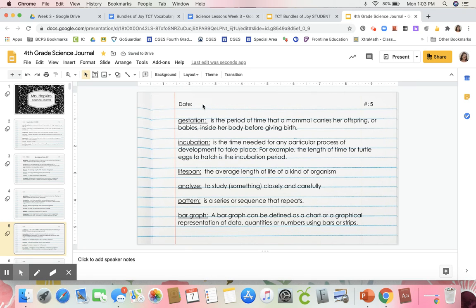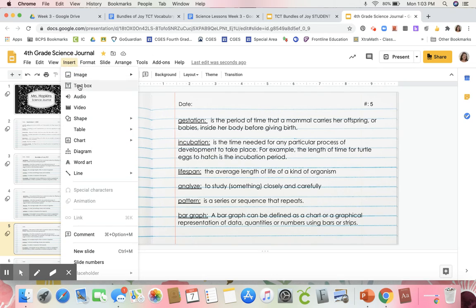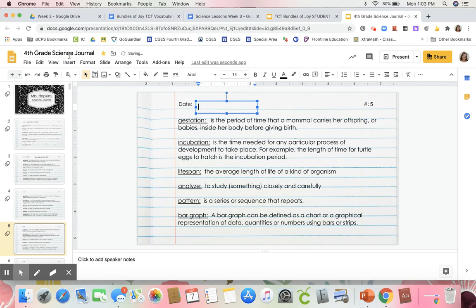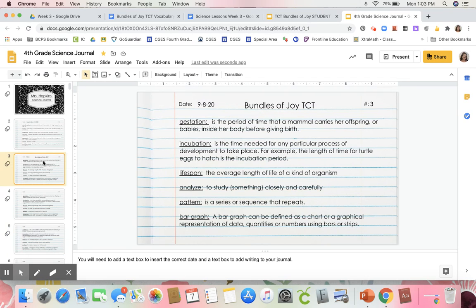Once you're finished with that, you can insert a text box to add the date. This part over here is already numbered, so you don't have to do anything with that. If you want to do another text box to add the title, this is what mine has, is Bundles of Joy TCT, just to keep myself organized.